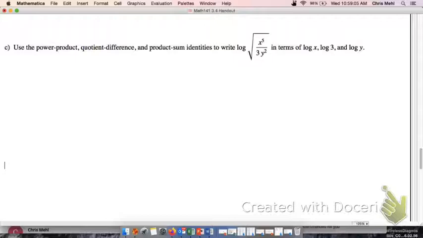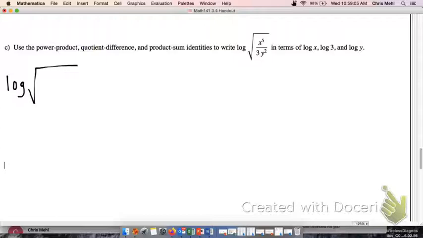And finally, last part in example 3, we're going to use all three identities, the power product, the quotient difference, and the product sum identity, to basically decompose this logarithm. So notice in the previous problem we took a sum of 3 logarithms and combined it to a single log. This time we're going to break apart log of the radical or square root of x to the 5th over 3y squared, and we're going to fully decompose this and write it in terms of log x, log 3, and log y.